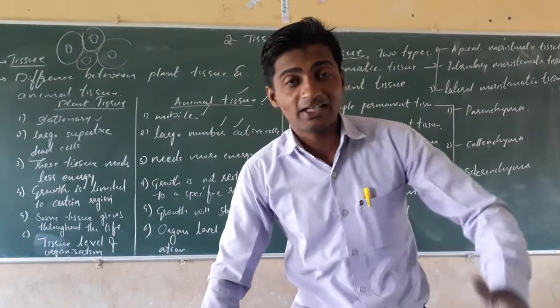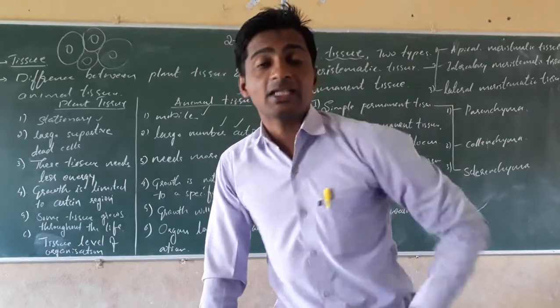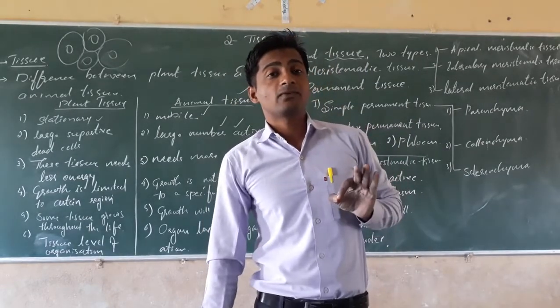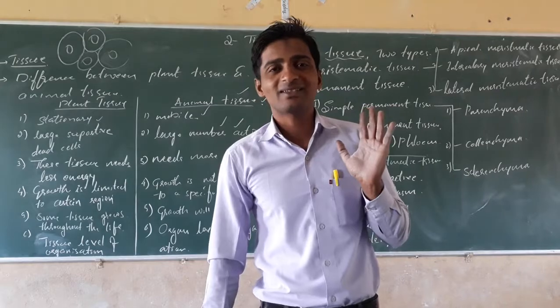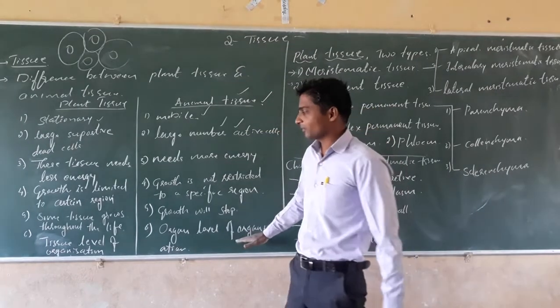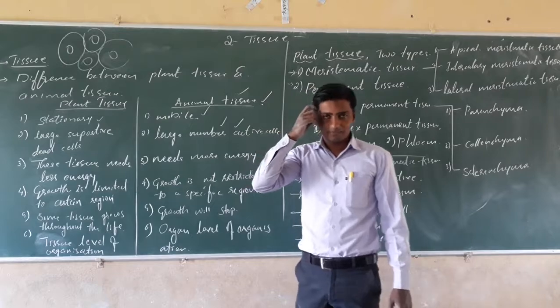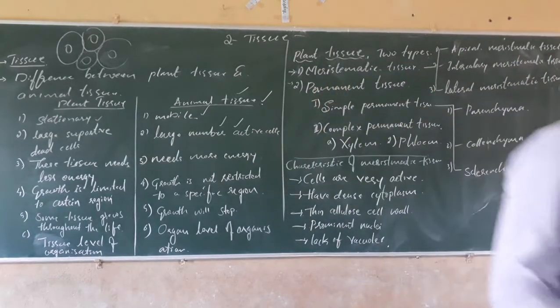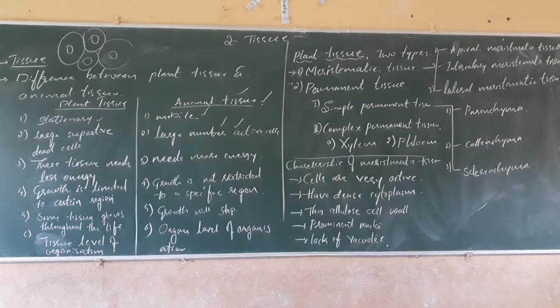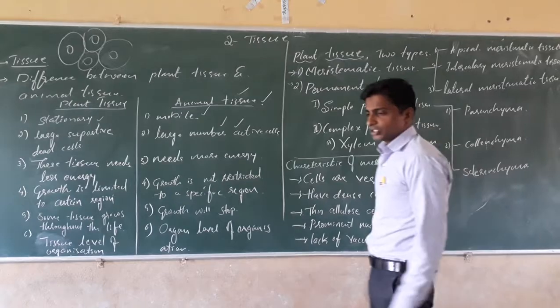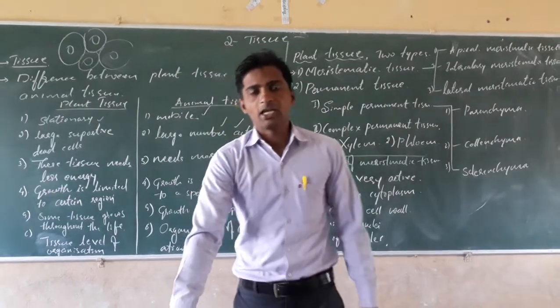Here in case of plants, there is no organ system. That's why in plants, tissue level of organization is there. In case of animals, the organ system is present. Next, dear students, now we are going to study the different types of plant tissue. First we will study the plant tissue, later we will study the animal tissue.